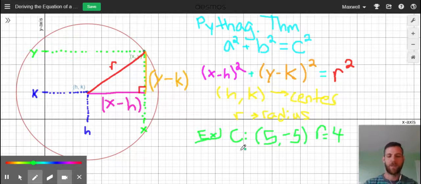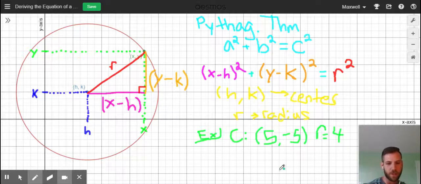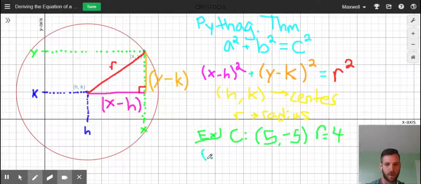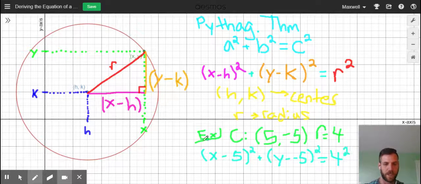And we can do a quick example here before we end the video. We could have a circle with a center at 5, -5, and a radius of 4. And if I wanted to put that into an equation of a circle, I would just do x minus the x part of my center, which is the h in our formula, squared, plus the y minus the y part, or y minus -5 squared, equals 4 squared, which is the radius when its radius is 4.